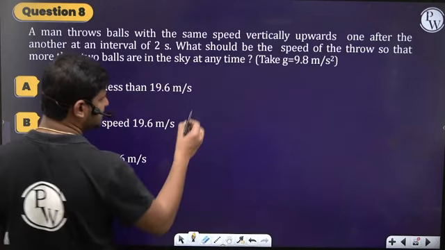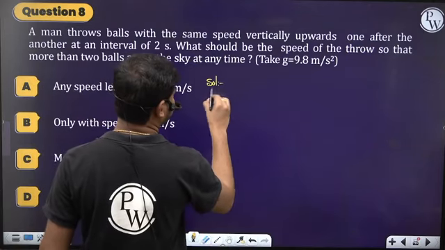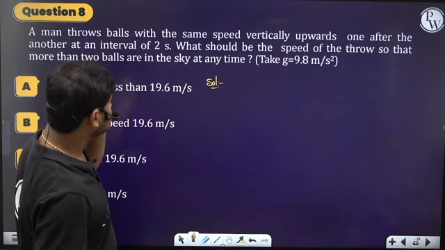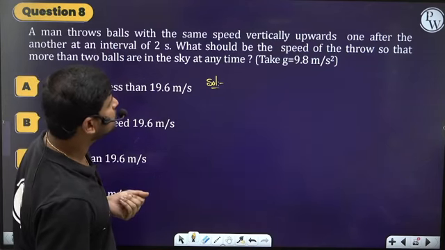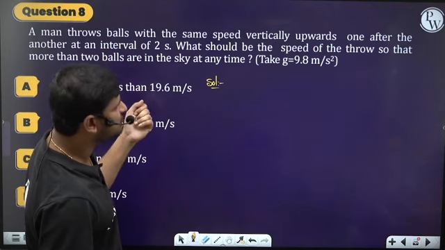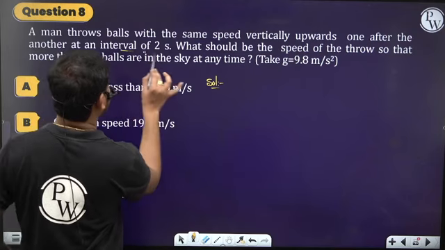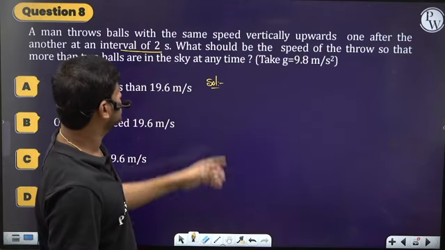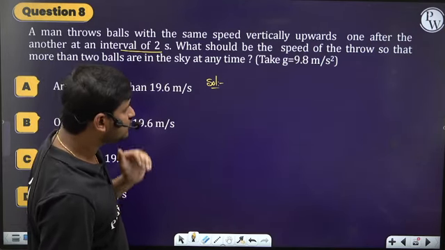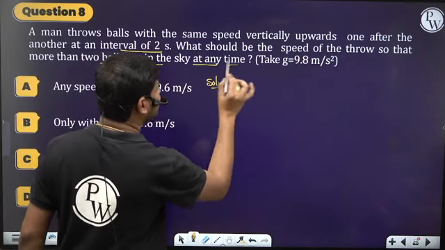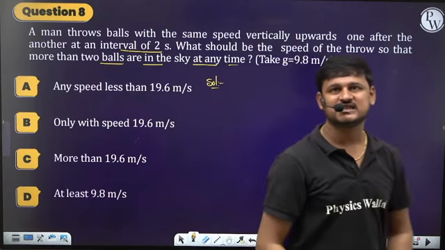So the interesting question, understand the question properly. A man throws balls with the same speed vertically upwards, one after another, at an interval of 2 seconds. So at a regular interval of 2 seconds. What should be the speed of the throw so that more than 2 balls are in the sky at any time?